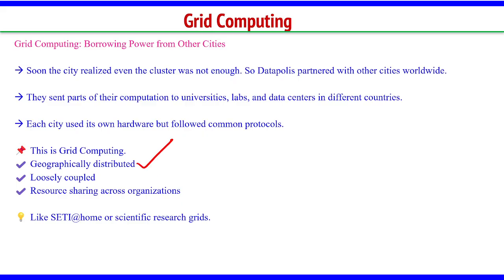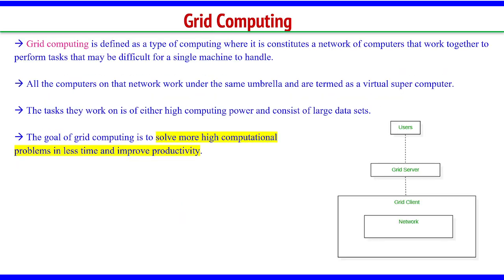So, it is geographically distributed, loosely coupled because the data is distributed among different cities, and resource sharing across organizations. Across different NITs, the resource is being shared. So, in technical terms, grid computing is a type of computing where it constitutes a network of computers that work together to perform tasks that may be difficult for a single machine to handle. I cannot do it in a single machine, right?